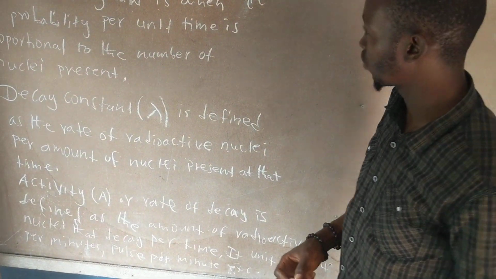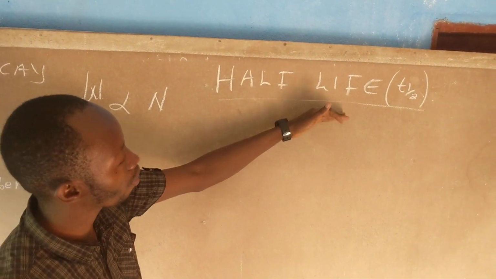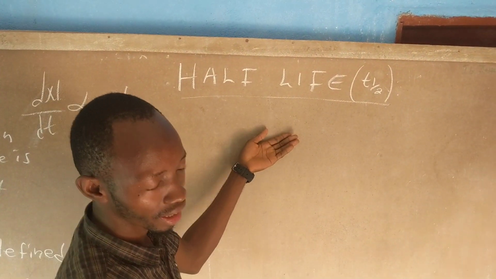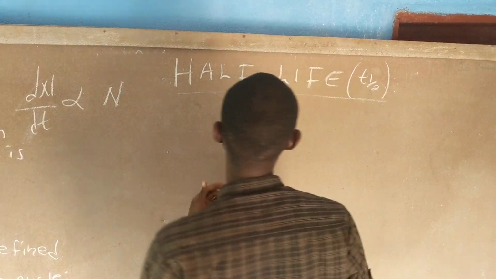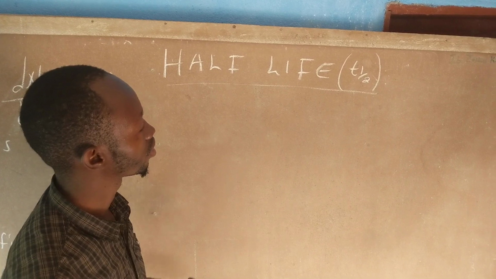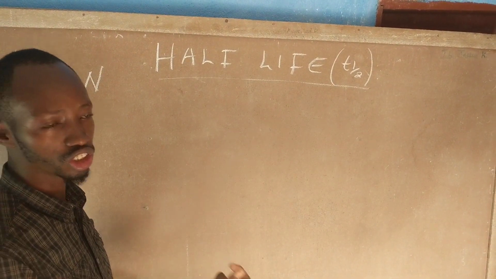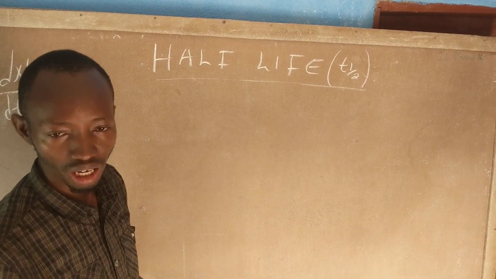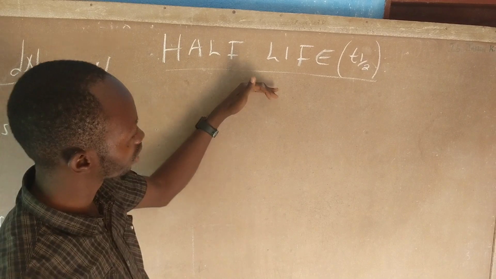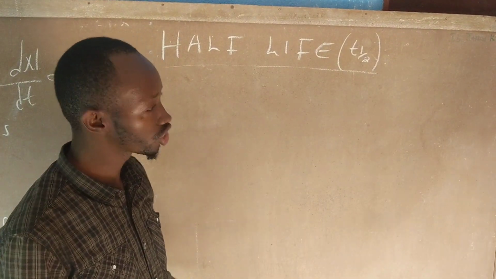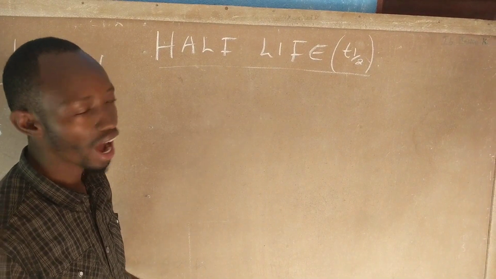So in this case, we focus on half-life. What do we mean by half-life? Half-life means the time it takes for a radioactive substance to decay to half of its initial or original value. That is what we refer to simply as half-life.